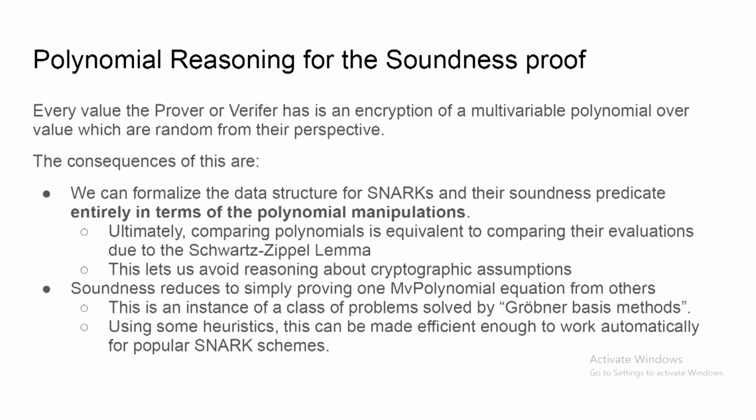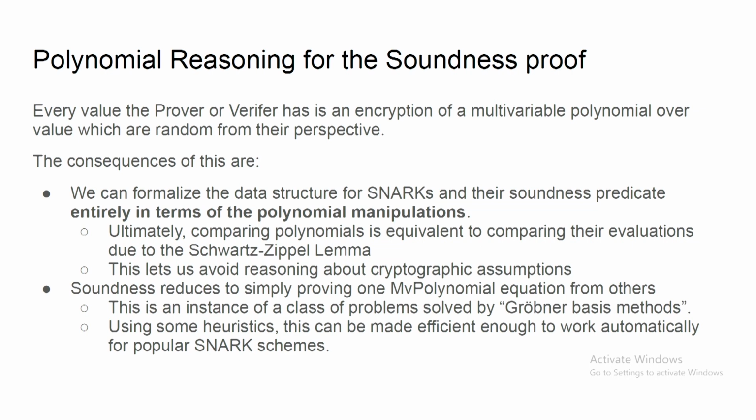Basically, what we have is that everything that the prover or verifier ever touches is just going to be an encryption of a multivariable polynomial, or you could think of it as an evaluation of a multivariable polynomial where the value that it's evaluated at is random. Basically, what we can conceptualize this as is formalizing the entire structure of the SNARKs in terms of these manipulations of the polynomials that underlie these field elements.